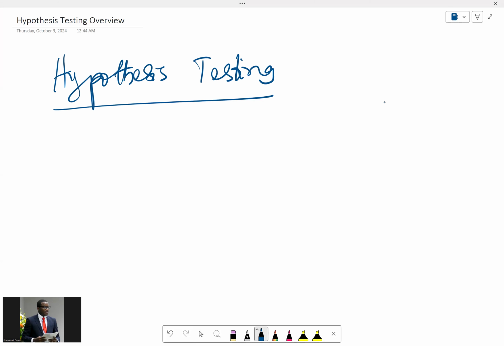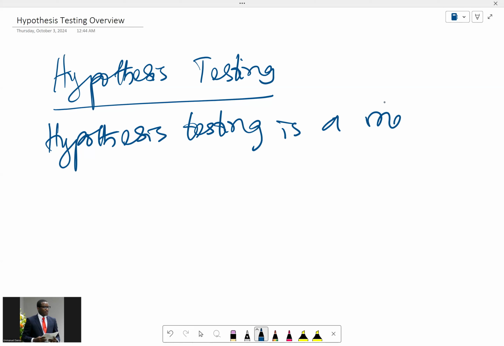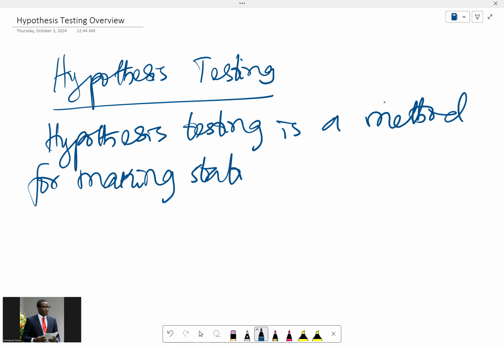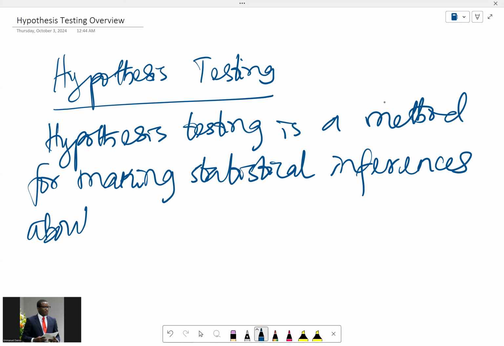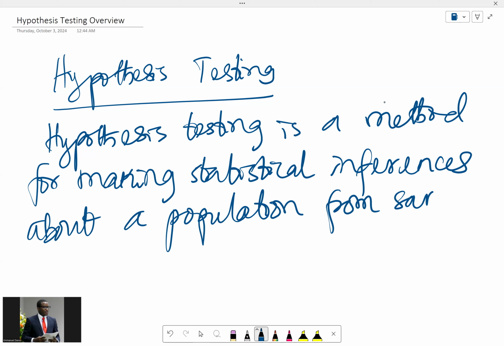So hypothesis testing is what the focus is on today. And hypothesis testing is a method for making statistical inferences about a population from sample data.